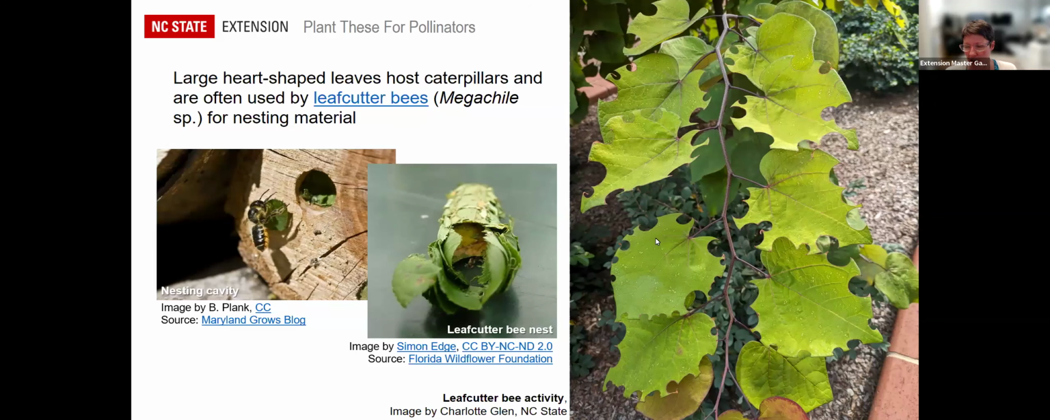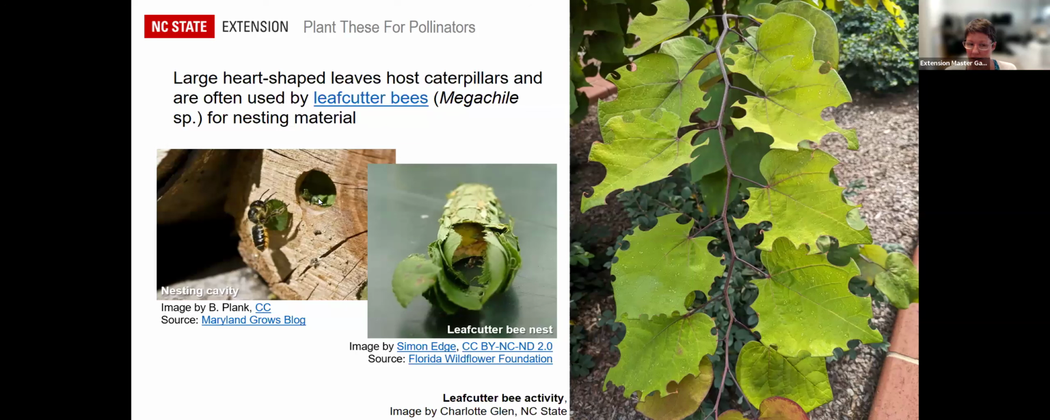I think it's because of the texture of the leaf. There's other things, you'll often see them doing this on things like roses and muscadine grapes. And there's some plants that I think just because of the texture of the leaf are particular favorites of theirs. But it's very noticeable on redbuds because they have those large heart-shaped leaves and it just looks like scalloping around the edge.